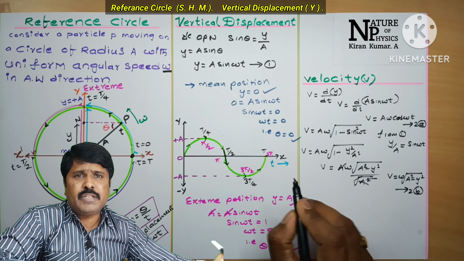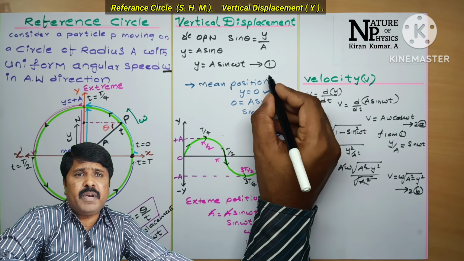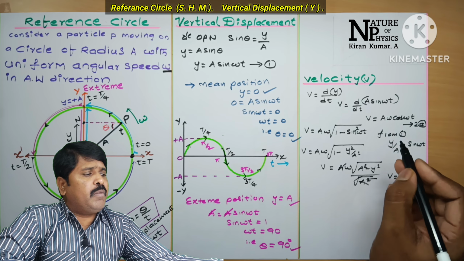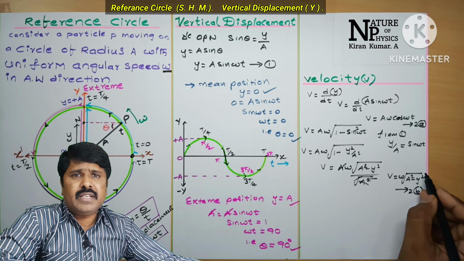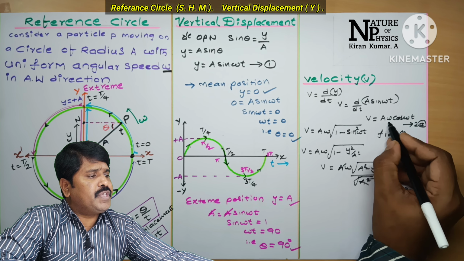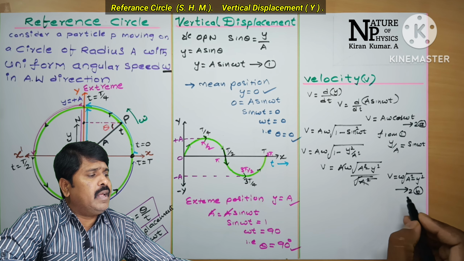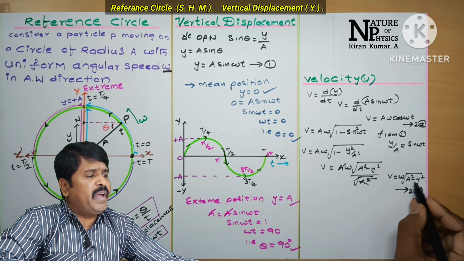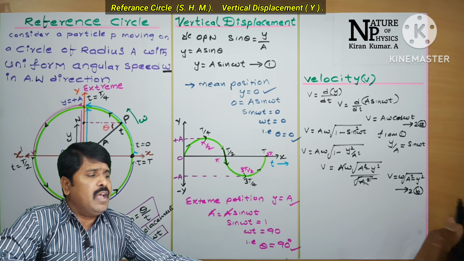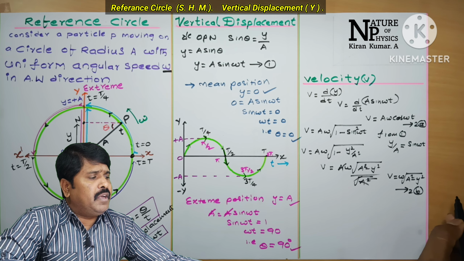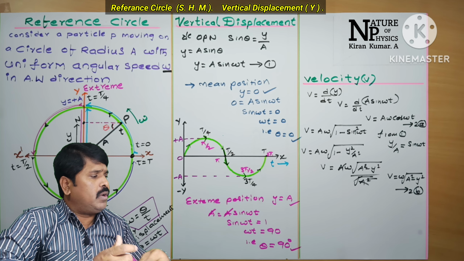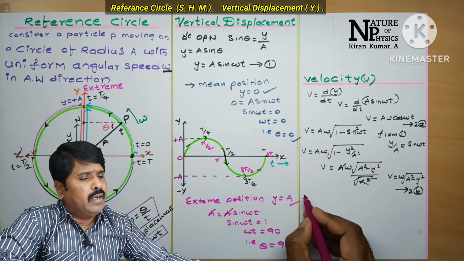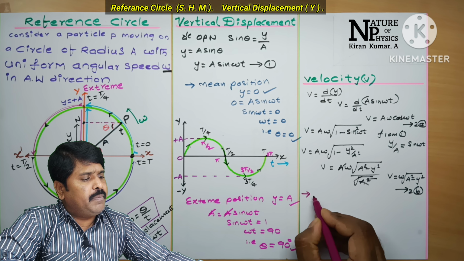See, it is clearly explained, students. First we got the displacement equation in simple harmonic motion, and second we got the two velocity equations. The first equation is v equal to a omega cos omega t, the second equation is v equal to omega root over a square minus y square. In continuation we will discuss the mean position and also the extreme positions. First, discussing the mean position.